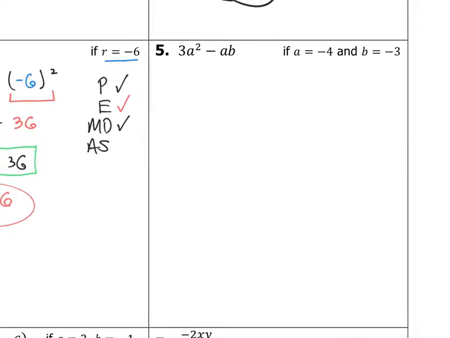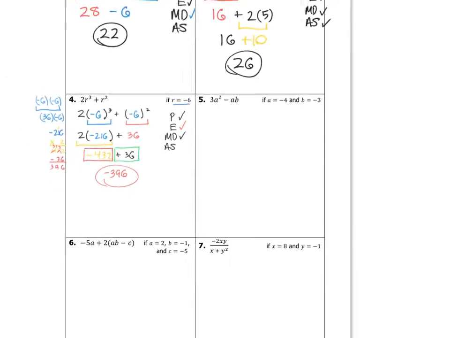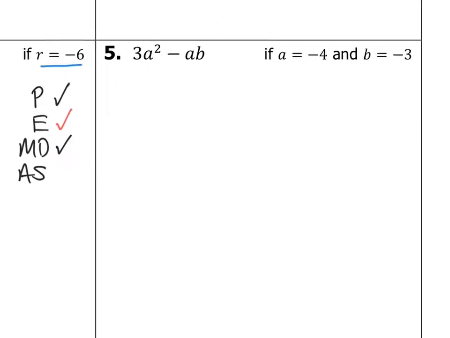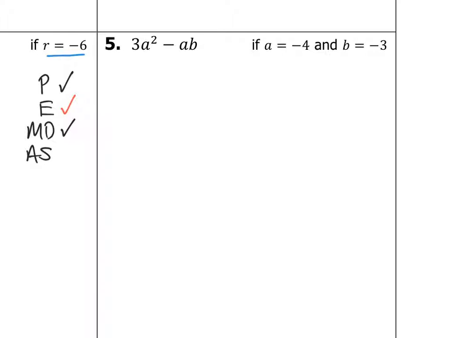Okay, number 5. For this one, I have 3a squared minus ab if a is equal to negative 4 and b is equal to negative 3. So I'll rewrite the problem with parentheses in place of my variables. I'm going to substitute negative 4 in for a here and here. I had a in 2 places. And then negative 3 goes in for b once.